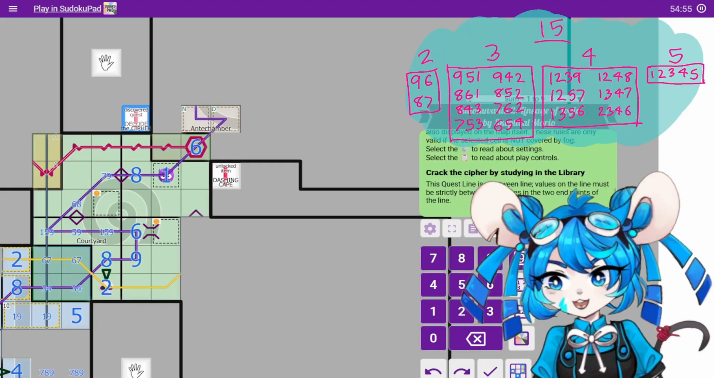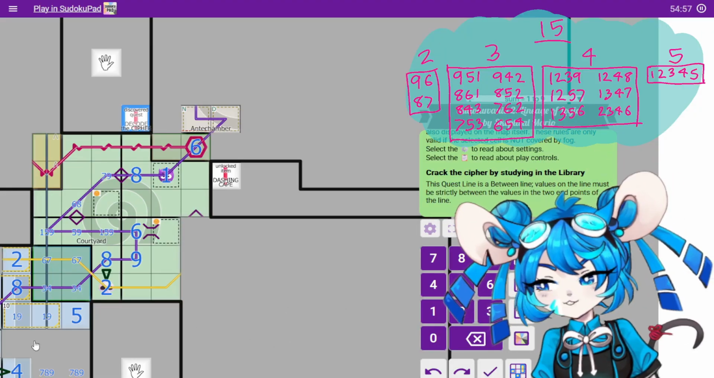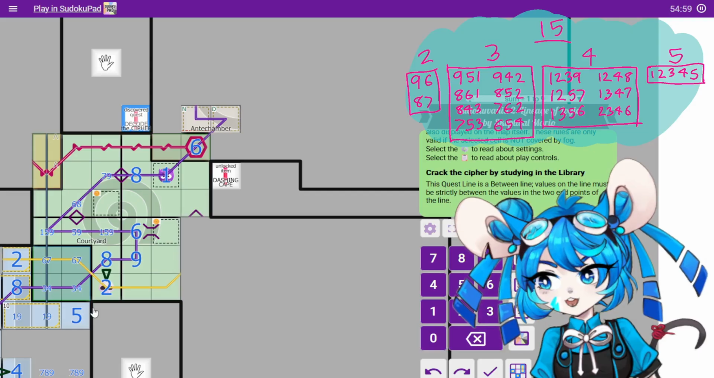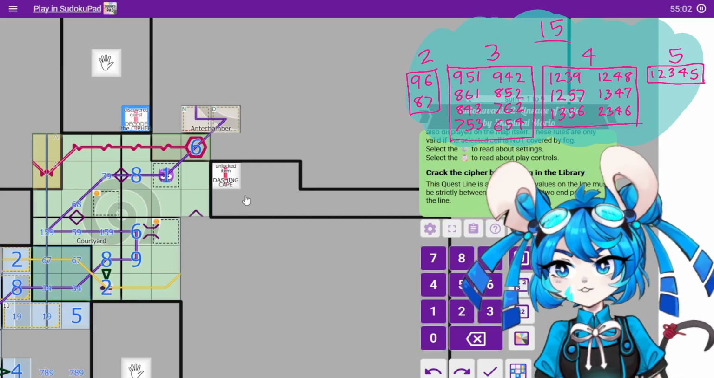Quest discovered. This quest line is a between line. Values on the line must be strictly between the values in the 2 endpoints.